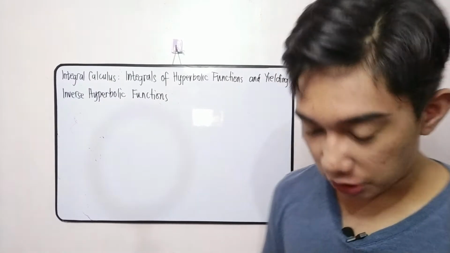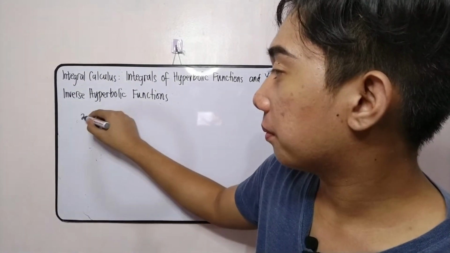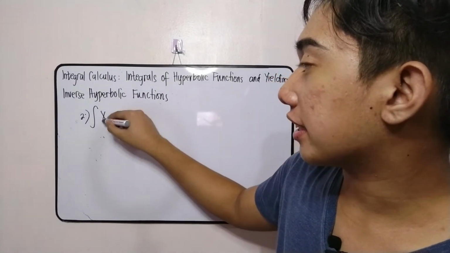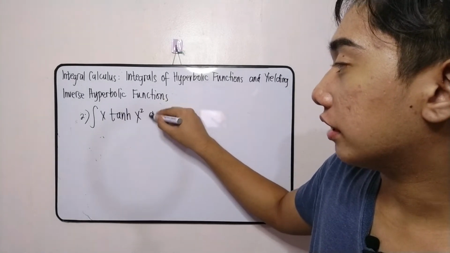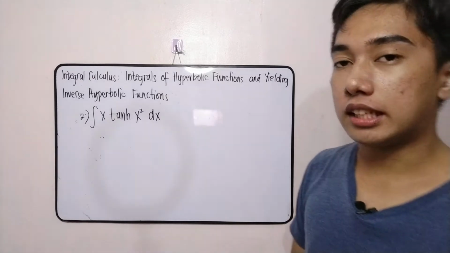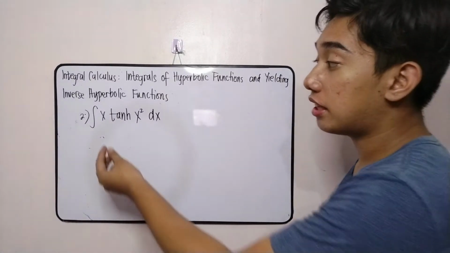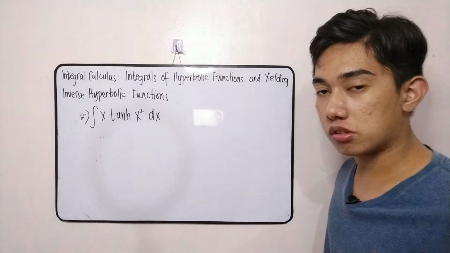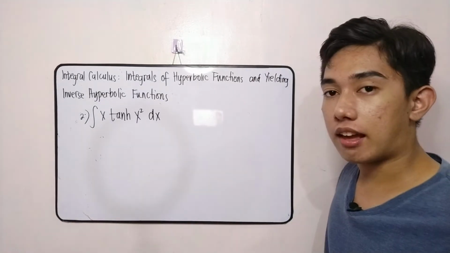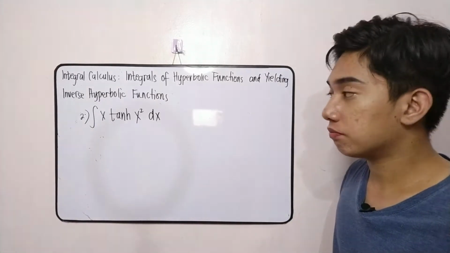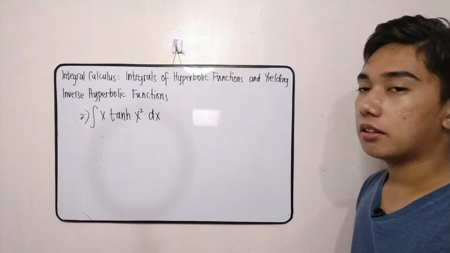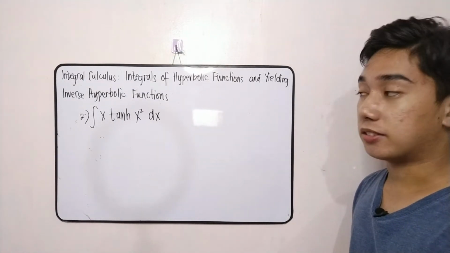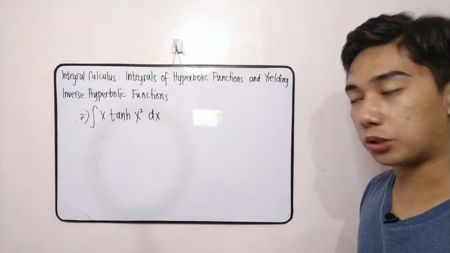Then, let's proceed to our second example. The integration of x hyperbolic tangent of x squared dx. As you can see and observe, these are the products of two functions: x, then hyperbolic tangent x squared. And it is a bit complicated, diba? But, di problema yan. So, we'll still use u substitution here.